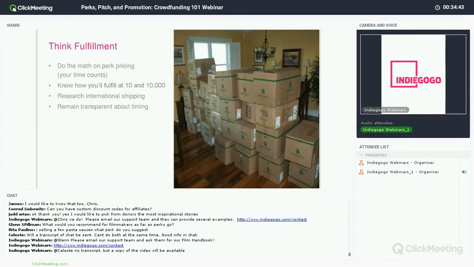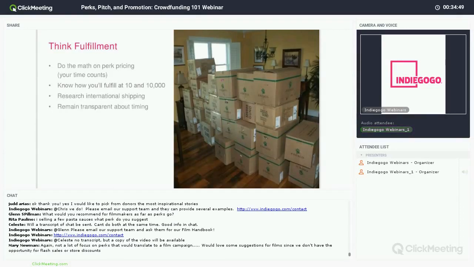You want to know how you're going to fulfill at 10 or 10,000. What this means is you might only find 5 people that want this one perk, but then you end up having another perk sell out for 10,000 or something. So you need to know, will you still be able to produce this if you only get 5 people interested, and what will that look like?